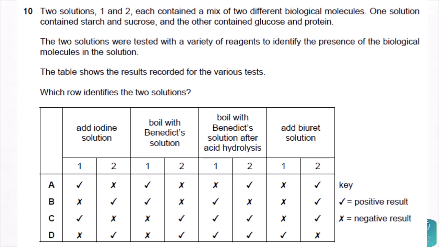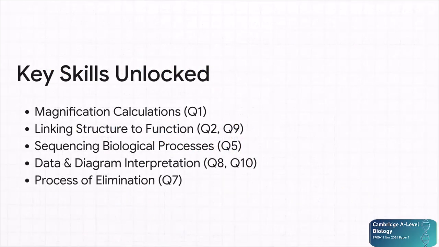And just like that, we've powered through the first 10 questions. But take a second and look at all the skills you've just put into practice. You've done magnification calculations, you've linked an organelle's structure to its function, you've sequenced a complex process, you've interpreted diagrams and data, and you've used the process of elimination. These aren't just facts, these are the core skills that will get you top marks.